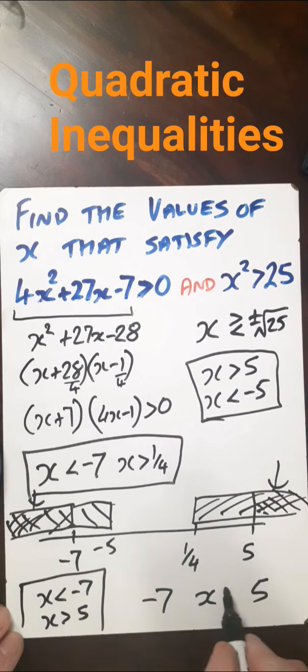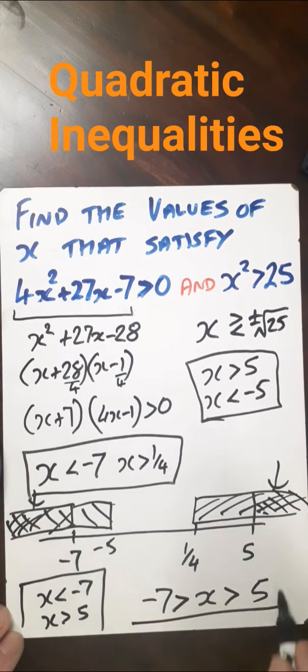And I've got my x, got to be greater than 5, but less than minus 7. And then we are done.